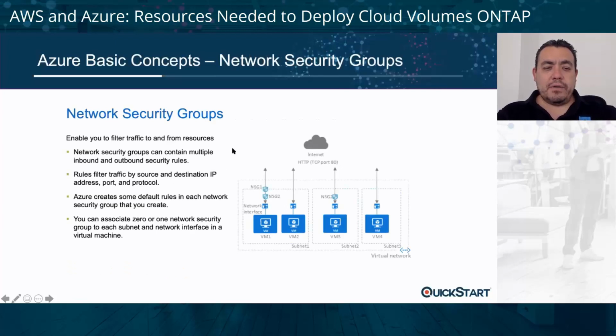If I give you a few more details on network security groups, they can contain multiple inbound and outbound security rules. We can filter traffic by source and destination IP address, port, and protocol. And Azure creates some default rules in each network security group that you create. And if you want to, you can open, you can close ports, you can add IP addresses that can access or subnets. And again, that's the way that we can allow or deny access to the subnet. And then with another NSG to a NIC that we have on a VM.